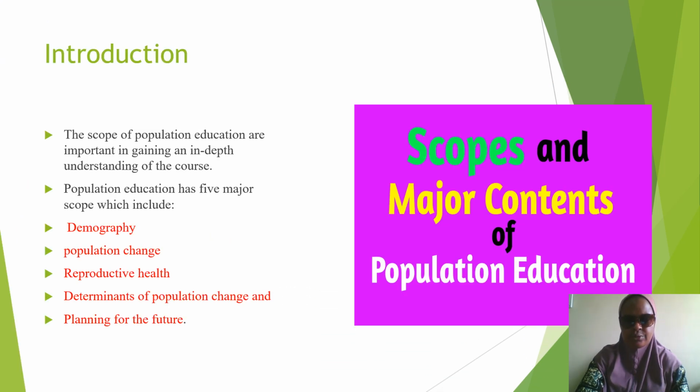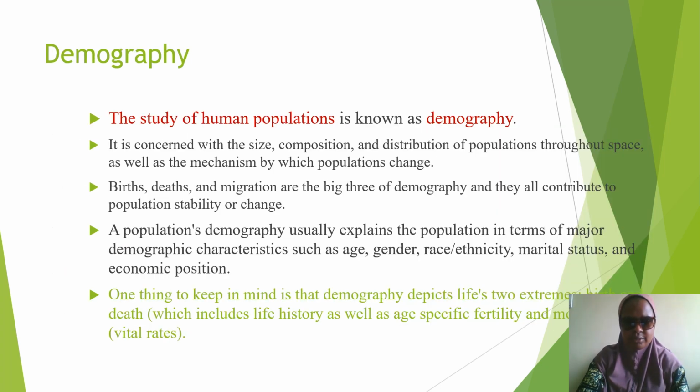You recall that in the last class we discussed population education, the description of population, types of population, the nature of population education, and today we will talk about the scope. Population education has five important scopes, which are demography, population change, reproductive health, determinants of population change, and planning for the future. So we'll discuss these one after the other.